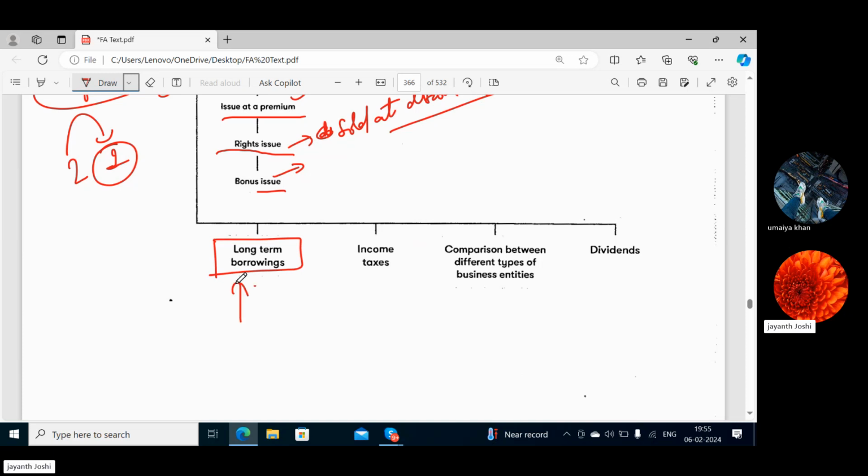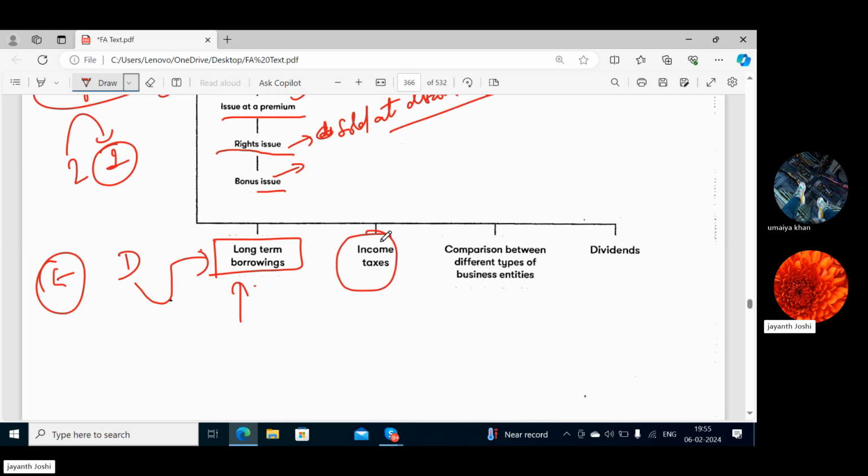Borrowings are nothing but if the company has to fulfill its financial needs, it requires funds. And the financial needs are for what purpose? To run the business, to launch a product, or to start a new company, or for any expansion purposes they require funds. So the funds can be arranged in form of equity or debt. Equity we have discussed, that is share capital, and debt is long term borrowings.